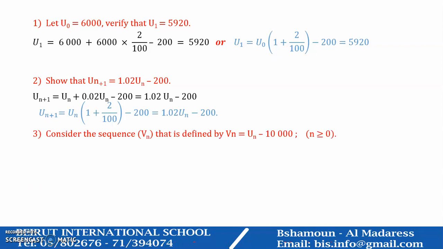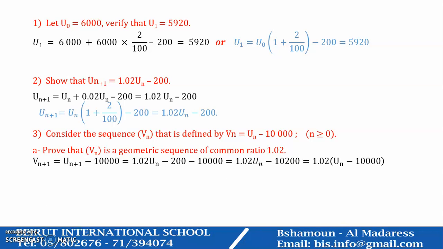What about the sequence Vn equal un minus 10,000? They ask us to prove that the sequence is a geometric sequence. So to prove that it is a geometric sequence, we need to determine Vn plus 1 first, then the ratio Vn plus 1 over Vn. Since Vn equals un minus 10,000, then Vn plus 1 equals un plus 1 minus 10,000. We replace un plus 1 by its value. We obtain 1.02 un minus 10,200. We can factorize by 1.02. We obtain un minus 10,000, which is the same as the expression of Vn.